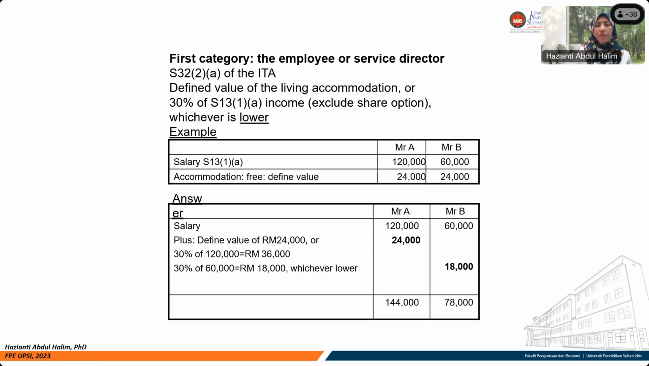Alright, so the first category, employee or service director. You have to remember the formula to calculate it. For this first category, we will follow section 32(2)A of the Income Tax Act. So we must know the defined value of the living accommodation. Where do we get this defined value? What is the defined value?